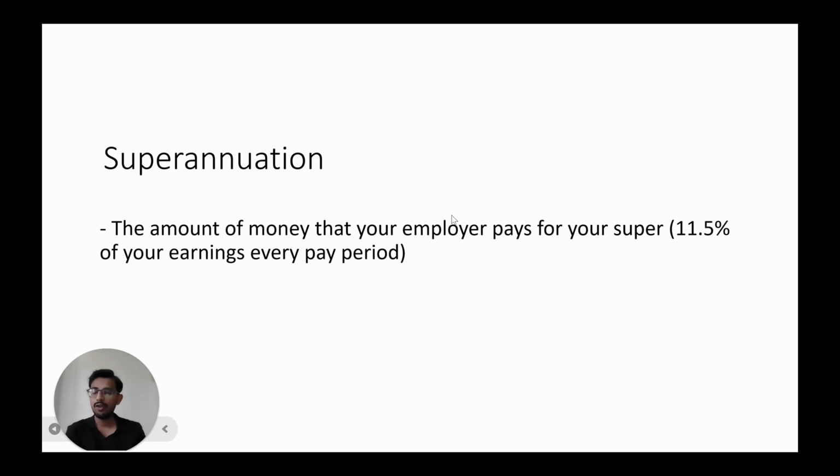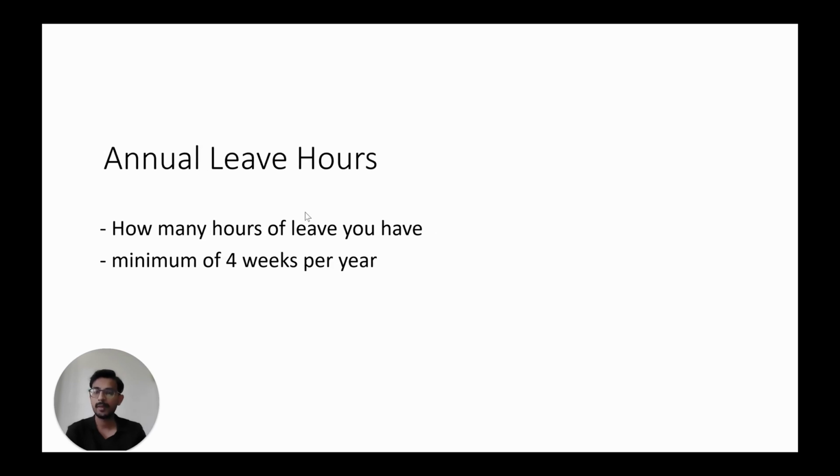One thing that you also have on your payslip is your superannuation. Superannuation is the amount of money that your employer, not you, pays for your super. That is usually 11.5% of your earnings every pay period. That means your employer will pay about 11.5% of your income to your super fund of your own choosing, so that once you retire, you can take the money from your super.